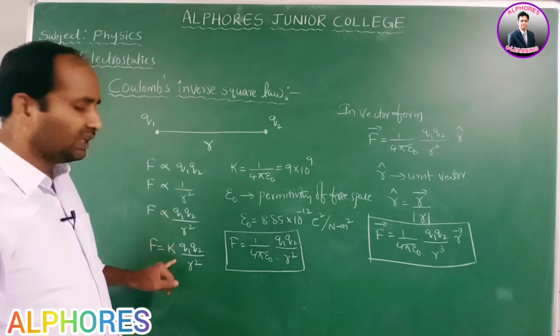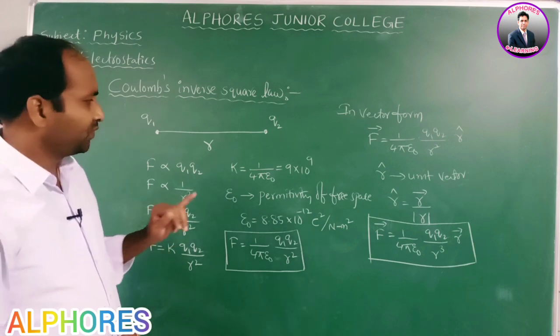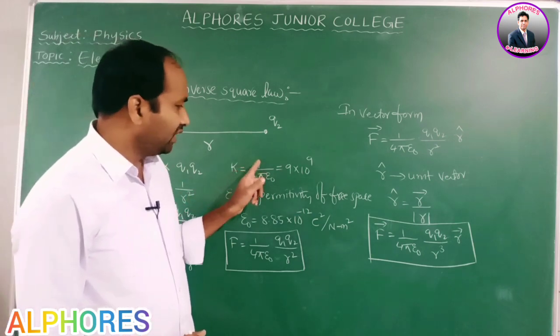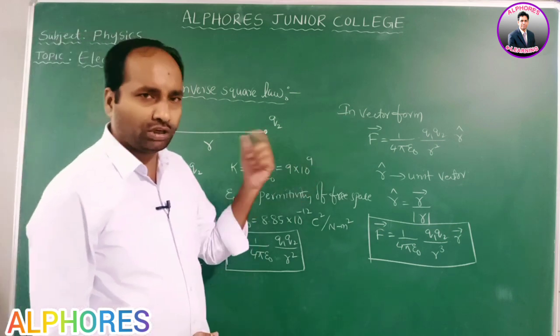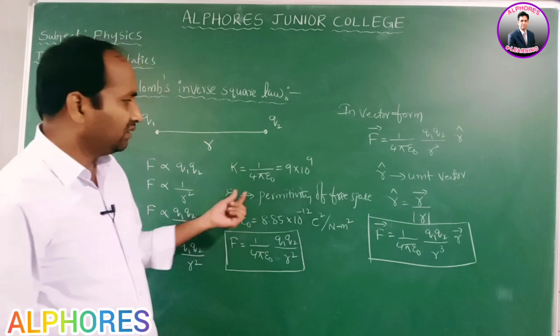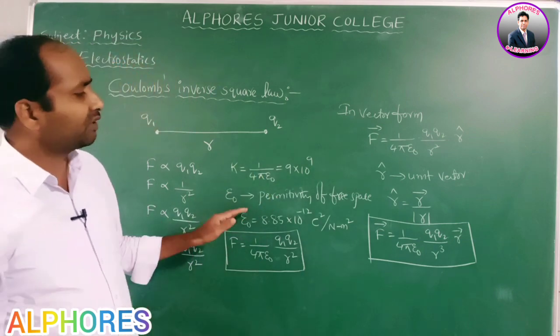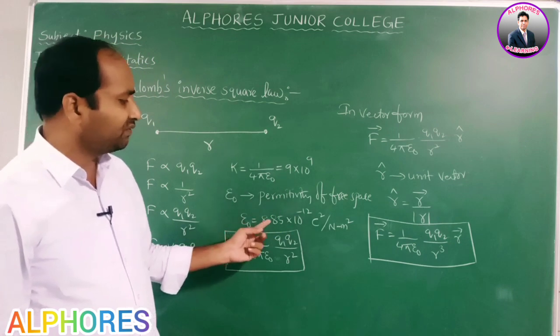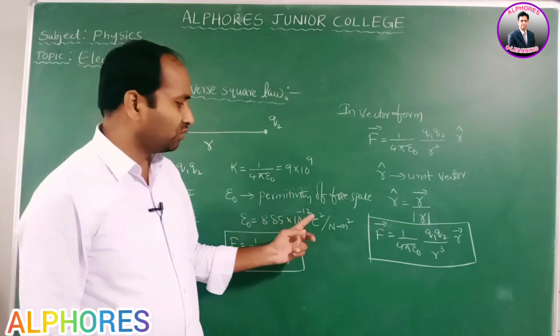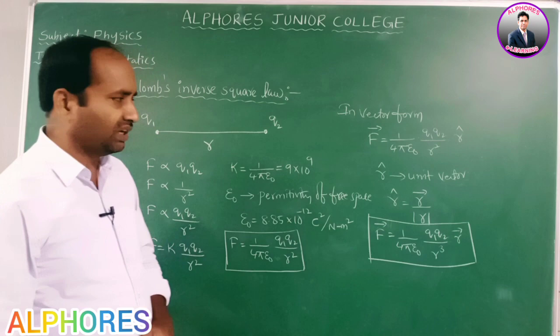The proportionality constant is taken as K. What is the value of K? K is equal to 1 by 4 pi epsilon naught. Its value is 9 into 10 power 9. And epsilon naught is called the permittivity of free space. Its value is 8.85 into 10 power minus 12 Coulomb square per Newton meter square.